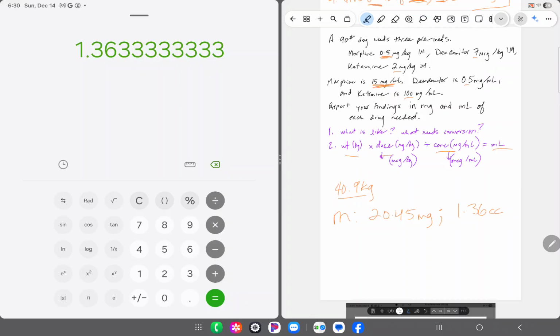That seemed kind of fast, I know. But when you get into your clinical internship or you're in a hospital and you're doing this daily, it's important that you can see this math kind of in your head. Weight times dose divided by concentration gets you mL. And you know each one of those parts so well that you no longer have to write these things out. All right, dexmedetomidine.